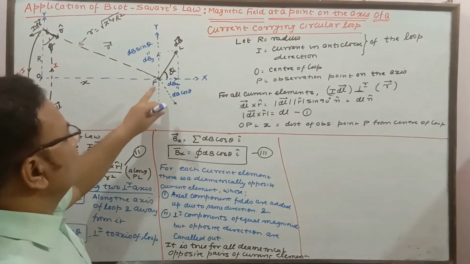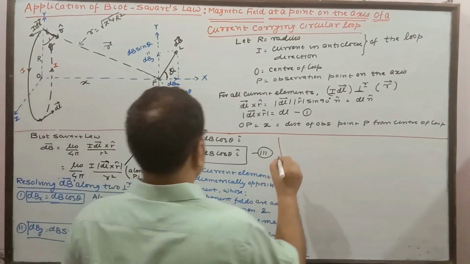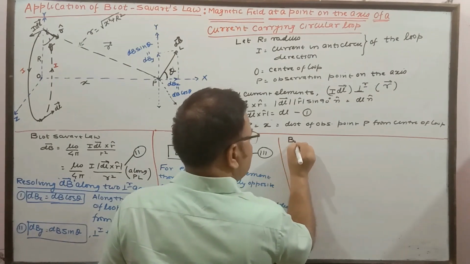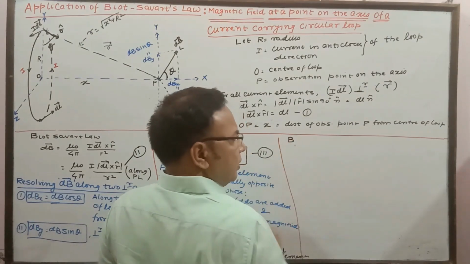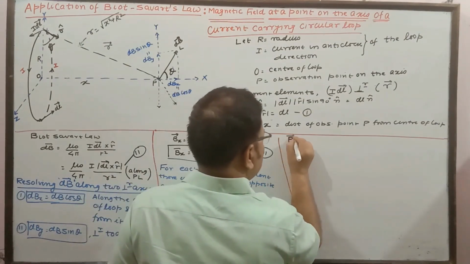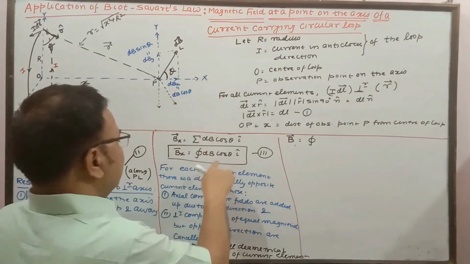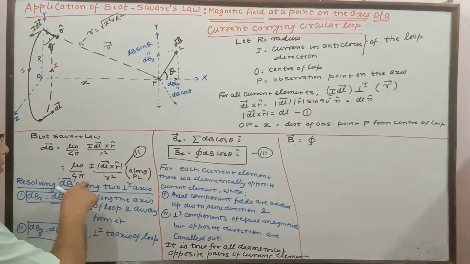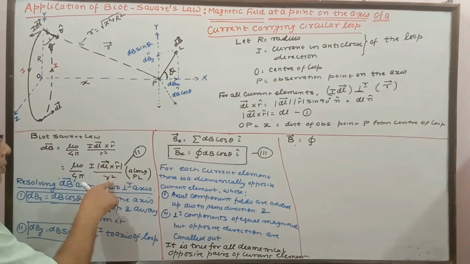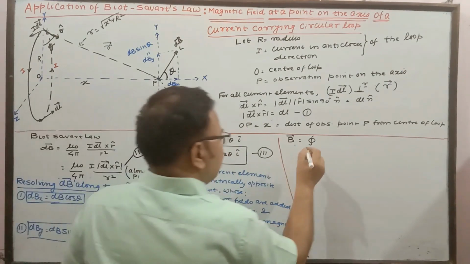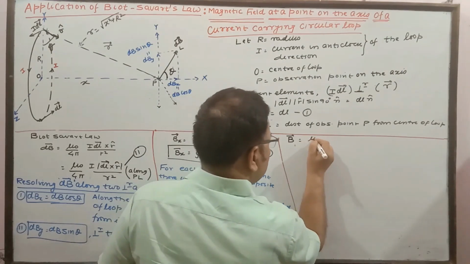Now we are going to find out the magnetic field at point P. So the magnetic field at point P is along the x-axis, so it is better to write B vector is equal to integration dB cos theta, and what is dB here? Mu naught by 4 pi, I dl cross r upon r square. So mu naught by 4 pi, that is constant, so we can take it out.